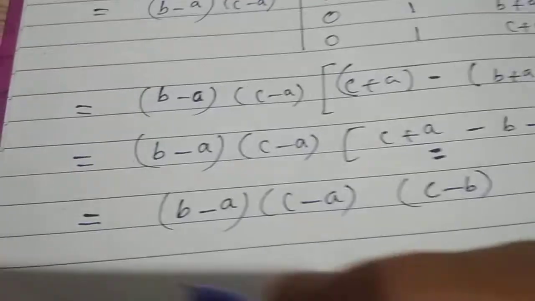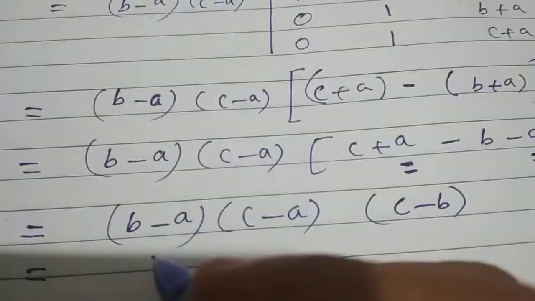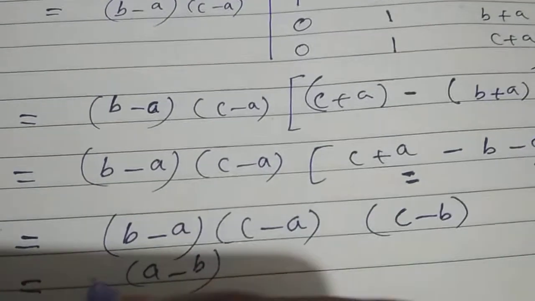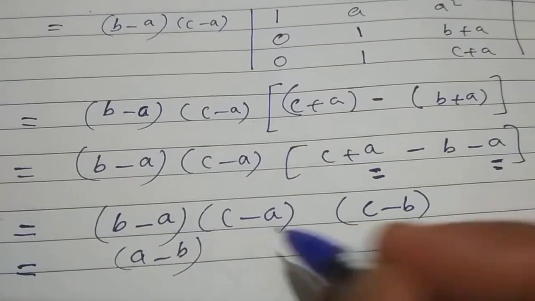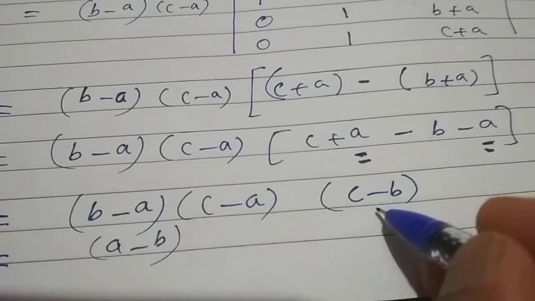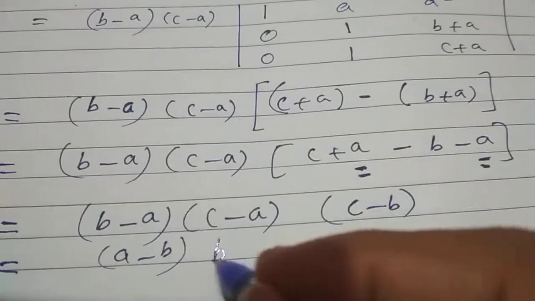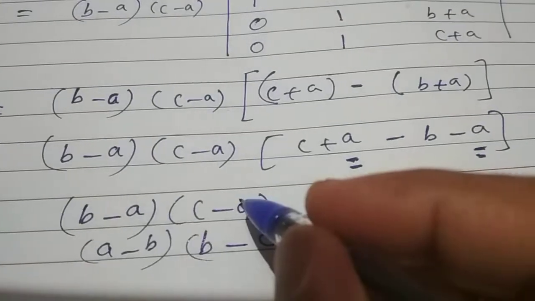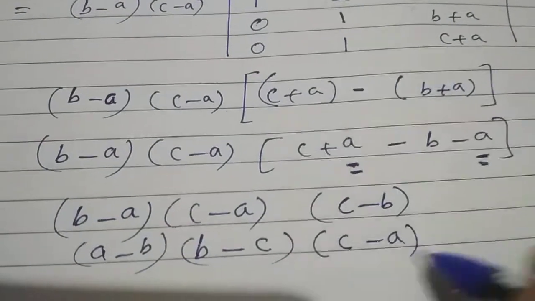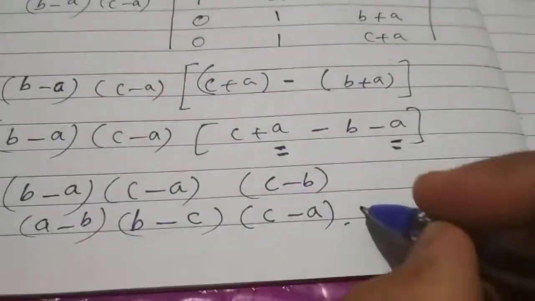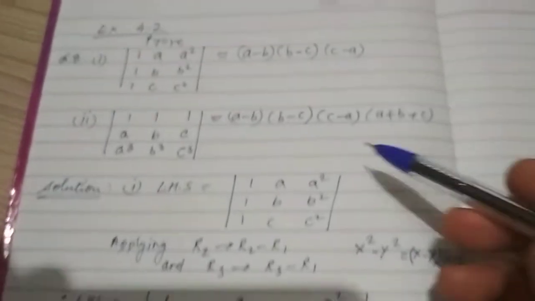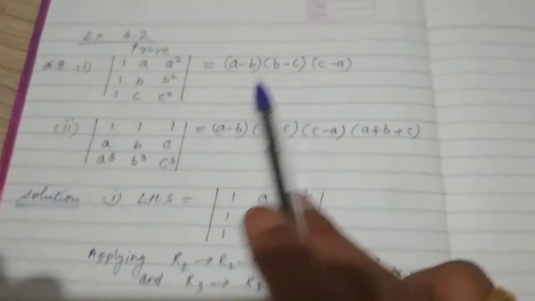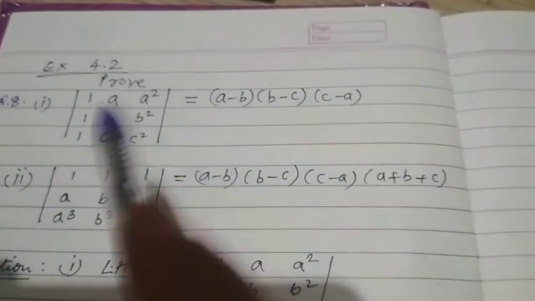It is very simple. If I write this as a minus b, then that minus sign is going to be absorbed by this particular factor, and this factor I can write as b minus c, and this c minus a will be as it is. So this is how we have obtained the right hand side, and we have proved the result. We have shown that this is equal to this.